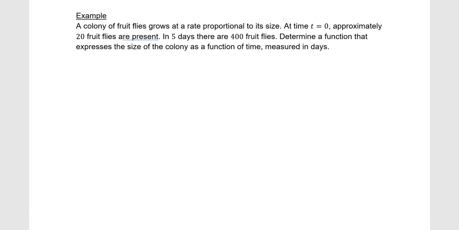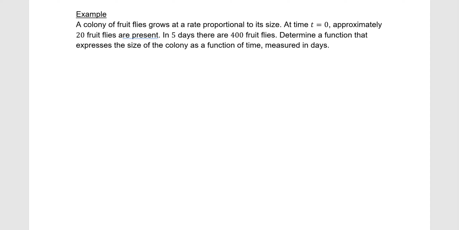Okay, let's do another example. A colony of fruit flies grows at a rate proportional to its size. As soon as you see that, you should know that it's exponential growth. Grows at a rate proportional to its size, exponential growth. At time 0, approximately 20 fruit flies are present. In 5 days, there's going to be 400 fruit flies. We want to find a function that expresses the size as a function of time measured in days.